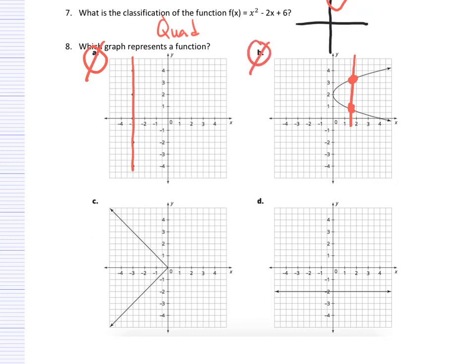On part C, if I draw a vertical line, I can hit twice on this one also, which means part C is not a function. And on D, if I draw a vertical line here, I only hit once. If I draw a line here, I only hit once. No matter how many times I draw my line, I will only hit once. So D is my answer.